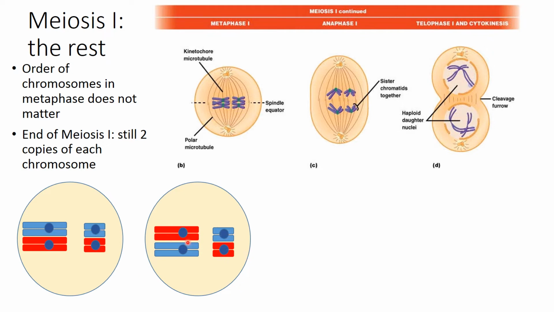So because of that, you might get a complete mix and match of what chromosomes are in each cell, but you will have all of the right types. Just it might be one from your mom or one from your dad. So they get pulled apart in anaphase, and then telophase and cytokinesis, same idea. The chromosomes decondense, and the nuclear envelope reforms.